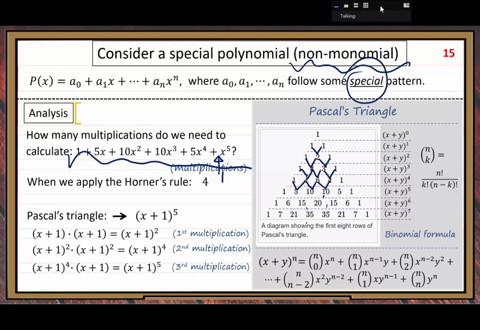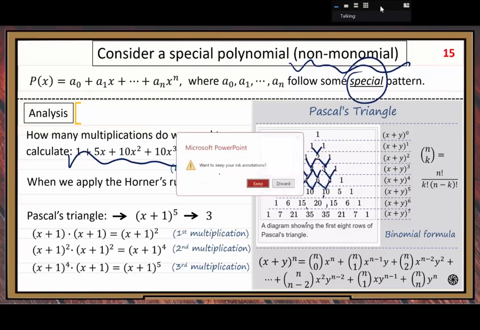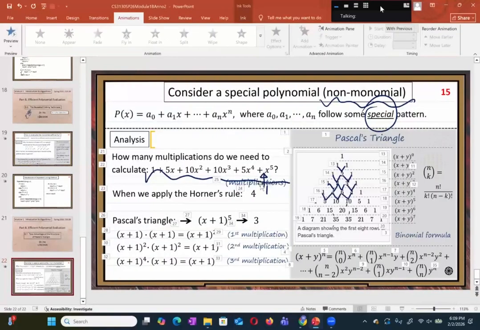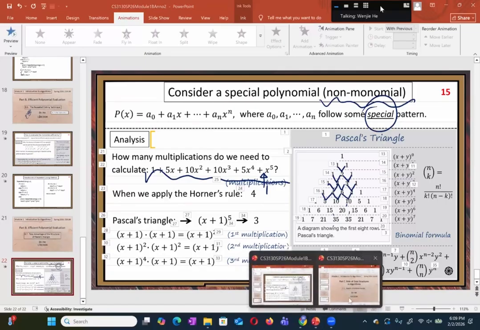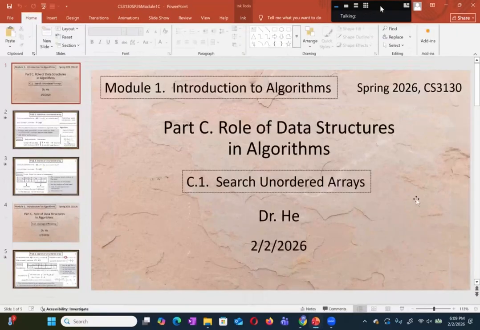All right. So we finished part B. Next, I need to move to part C. Part C, a new topic. Role of data structures in algorithm.